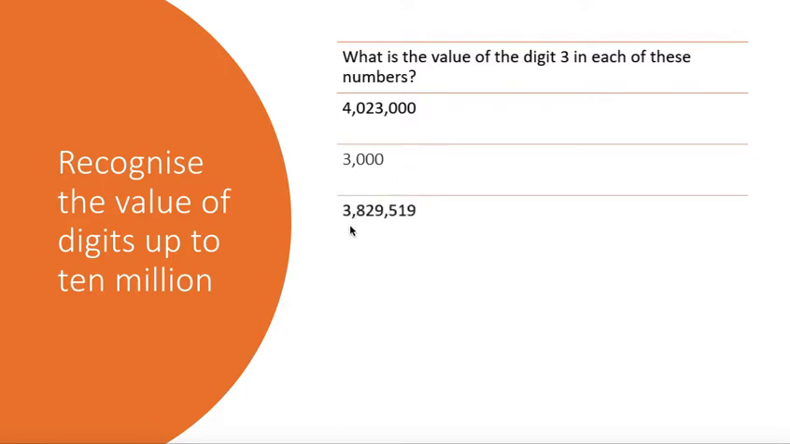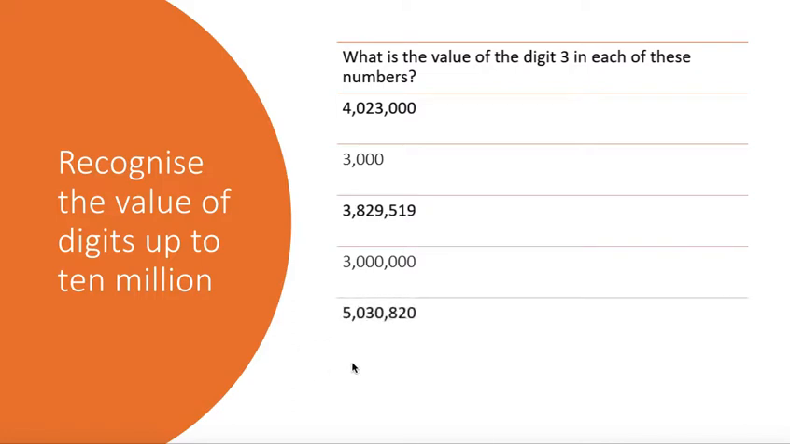Our second number, we've got 3,829,519. Find the digit 3. Whereabouts is it? Say it, write it. Let's look together. It's in the millions column. It represents 3 million.